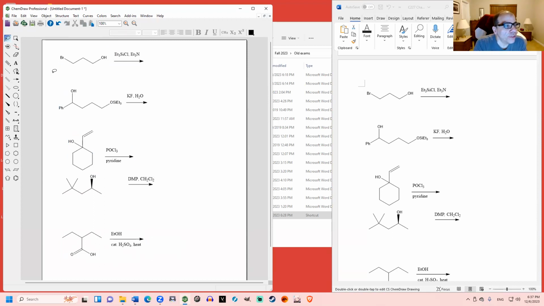So the next question has to do with protecting alcohols. And we said in class that one way to protect alcohols is by treating them with a chlorosilane. What happens is instead of the OH bond, you get an oxygen-silicon bond. You remove the chlorine from the silicon, and whatever alkyl groups are attached to the silicon remain attached. And then you also need either triethylamine or pyridine. Either one of the two will work just fine, but you do need a base to pick up the HCl.